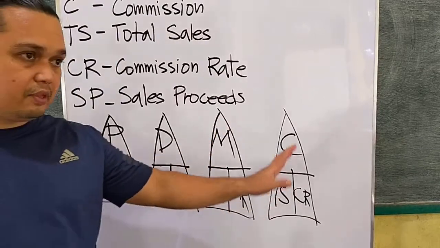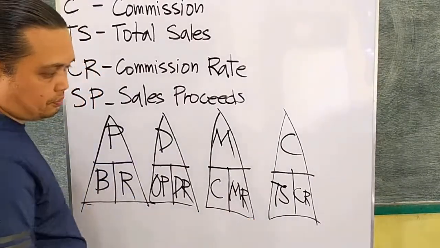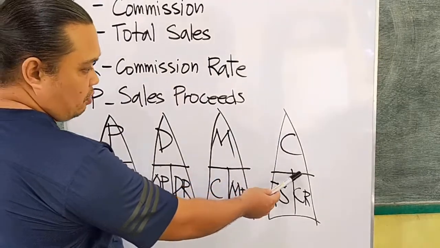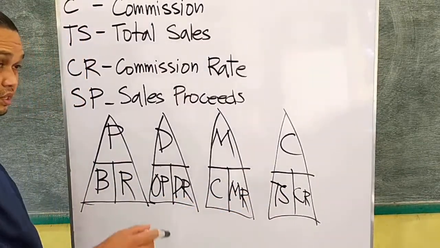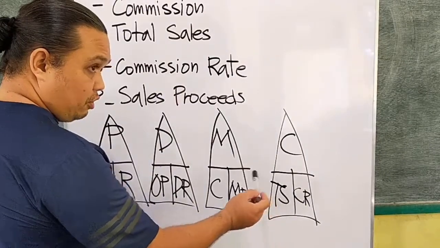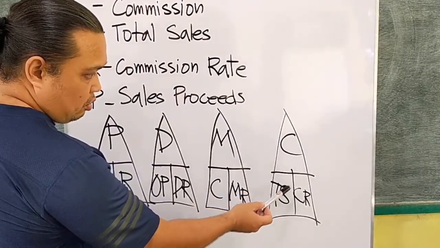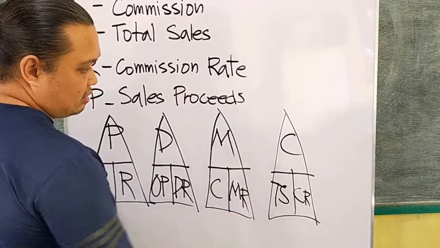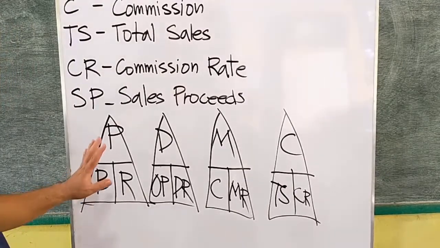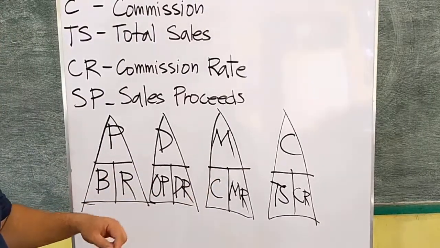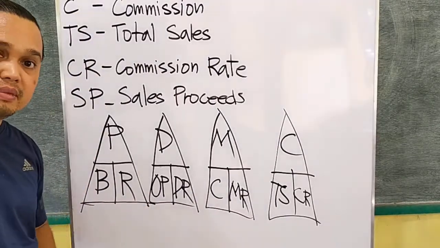And out from that formula, we can derive further formulas. For example, if we are looking for the total sales, what's the formula? C over CR, or commission divided by the commission rate, so that we can get the total sales. If you're looking for the commission rate, our formula will be C over TS, or commission divided by total sales. So that's how we use the Tekans triangle. All four of these are under the application of percent.